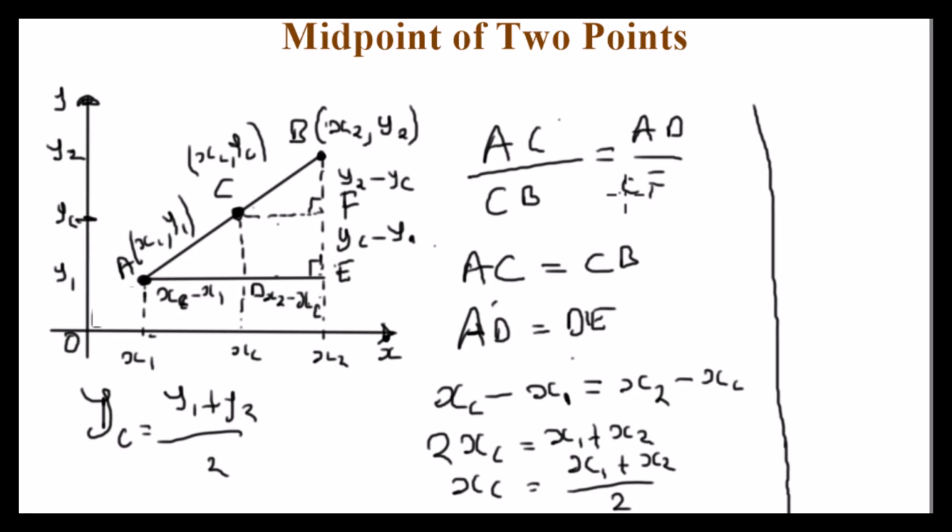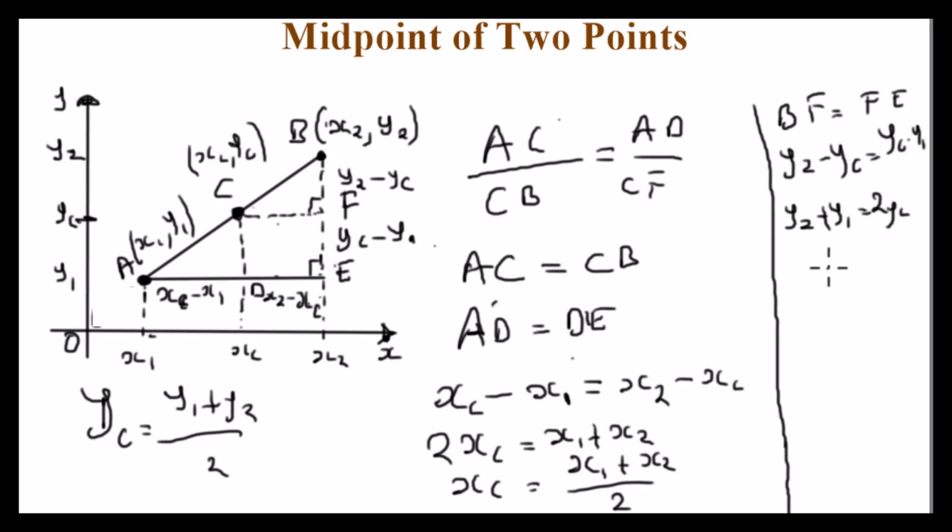So we can now say, since C divides line AB at the midpoint, then definitely BF would be equal to FE. Now if these two are equal, then we can say y2 minus yc is equal to yc minus y1. Again, take this yc to this side, bring y1 to this side, so it becomes y2 plus y1 is equal to 2yc, and then divide both sides. Sorry, this should be plus, because y1 leaves the left hand side, moves to the right hand side, becomes positive. So at the end yc will be equal to y2 plus y1 all over 2.